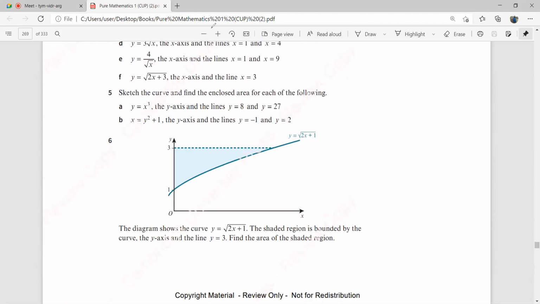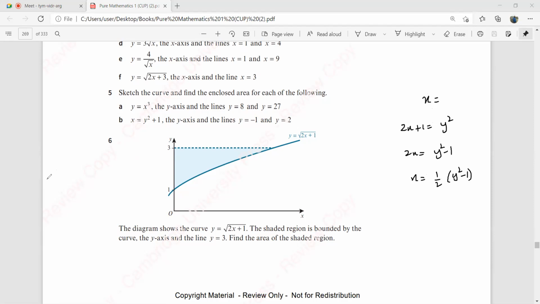Now look at this situation here. We need to find this required area. So the thing is, your equation should be x equal to something. So you will make x the subject first of all. You will square both the sides. This will be 2x plus 1 equal to y squared. This is 2x equal to y squared minus 1. And x is going to be half into y squared minus 1. So now we're ready to find this area.